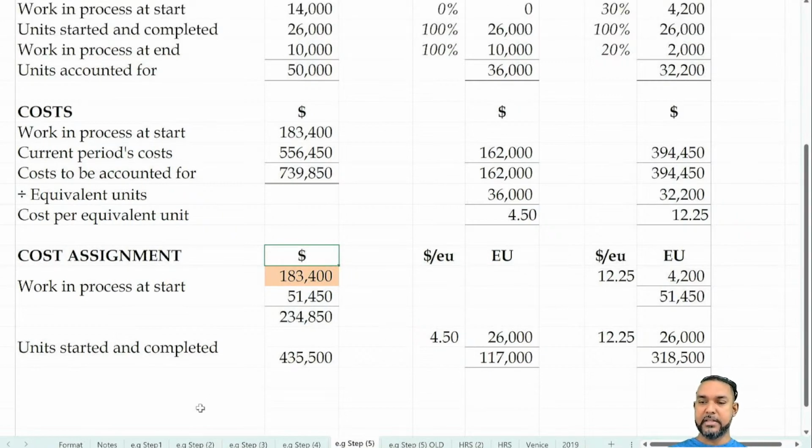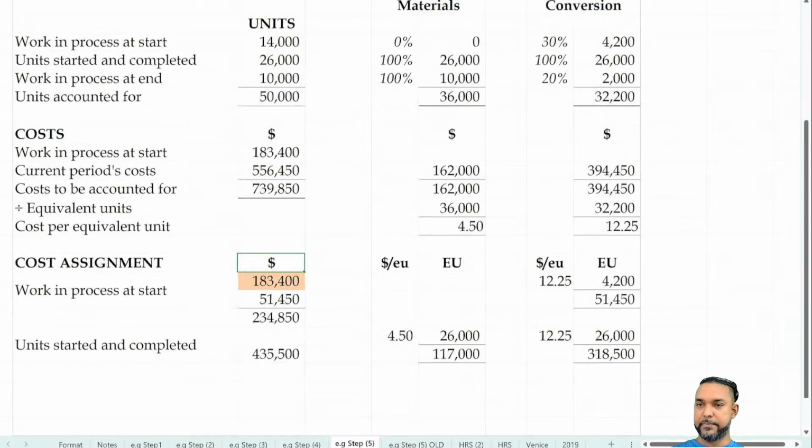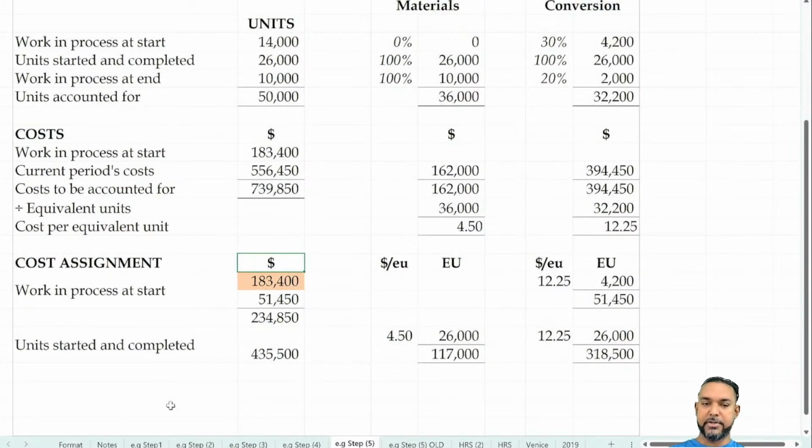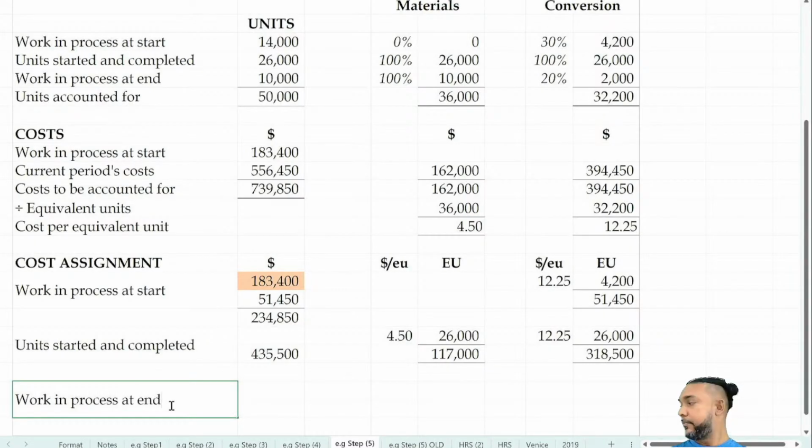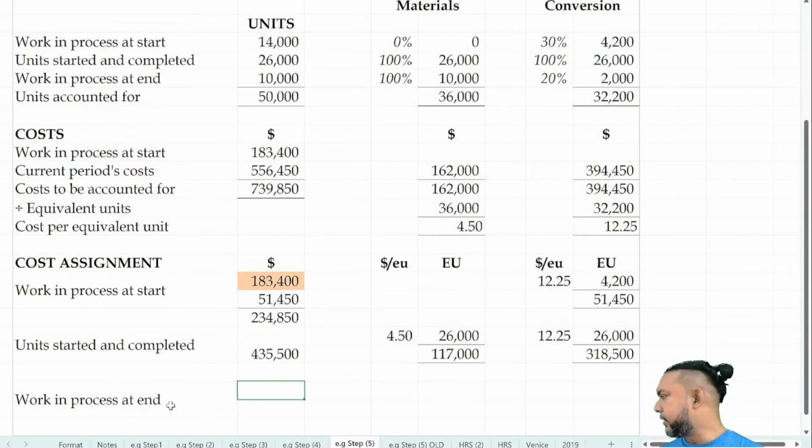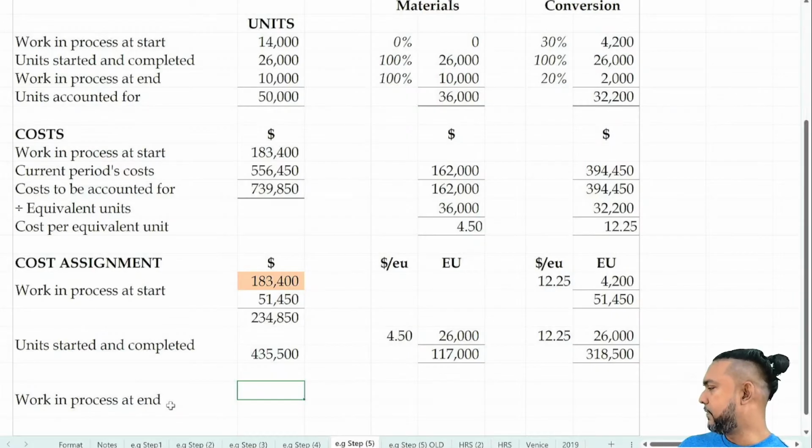And then the last batch, hold on, can I go to 180? Yeah, right, so the last batch is the working process at end. Oh, yes, carry on. Junica, this is process costing, the FIFO version.